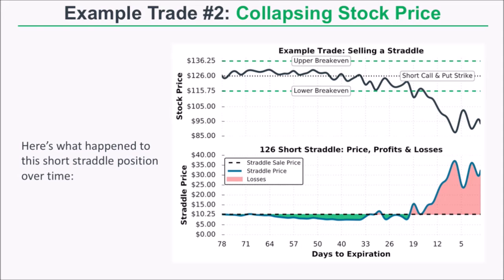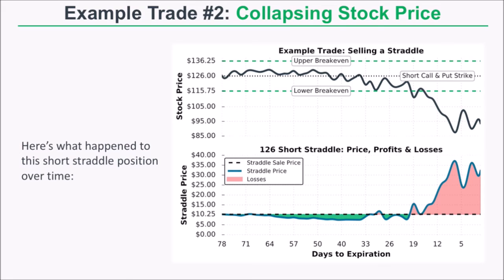Alright, so in the top part of this graph, we're looking at the changes in the stock price relative to the short straddle strike price and the break-evens of the trade. Now in the bottom part of the graph, we're looking at the price of the straddle as that stock price is changing. So as we can see here, the stock price remained right around that strike price of 126 for the first 25 to 28 days or so.